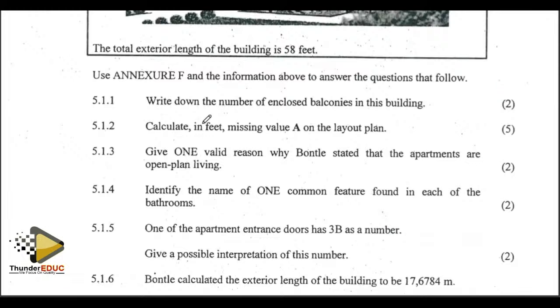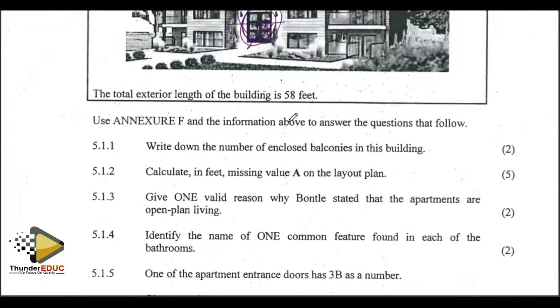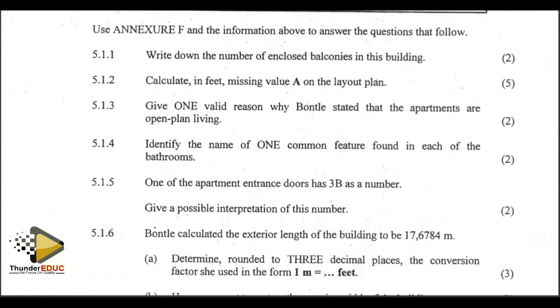Write down the number of enclosed balconies in the building. Now write down the number of enclosed balconies in this building. Now remember, there are 4 storeys. There are 4 of them, and each has 2. So they could be what? 8 enclosed balconies. Why am I saying 8?